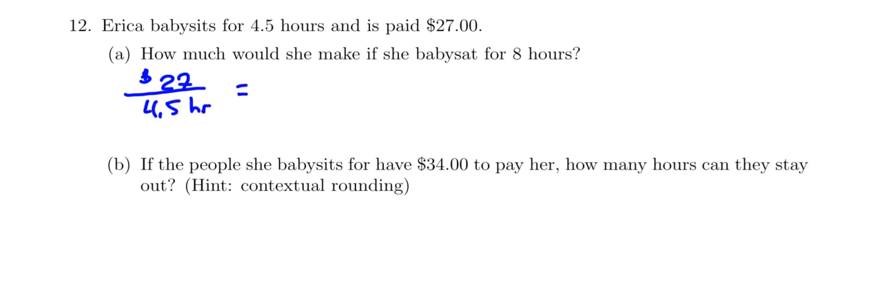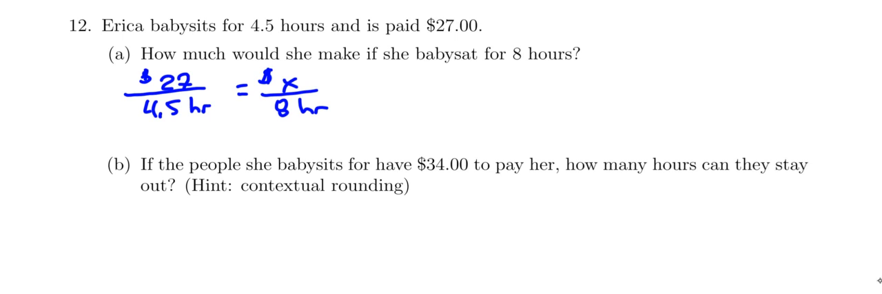Now, what I want to do here is I want to change this, but I want that relationship to stay the same, but I want to change an aspect of it. What we're going to do here is change the amount of time. So we're going to change that 4.5 hours to 8 hours. And what I'm curious about is what does that do to the numerator?